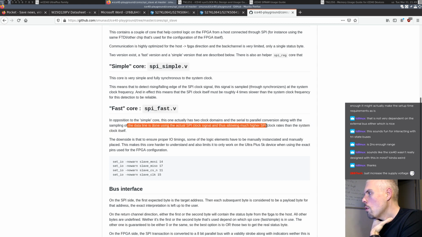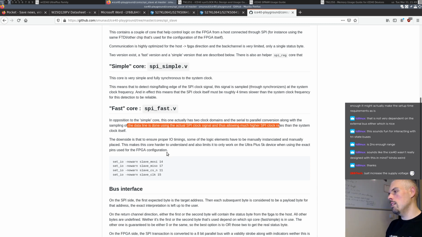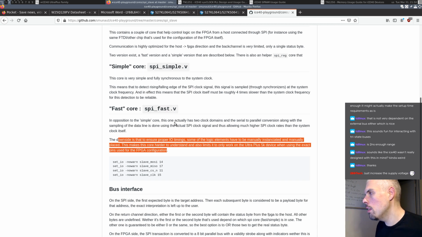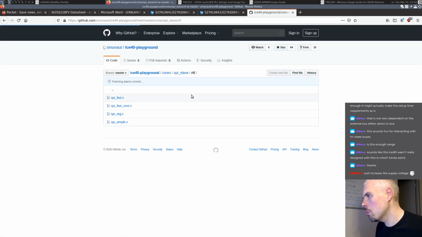This one allows to go way faster because it uses the SPI clock itself to clock the shift register of the SPI, right?